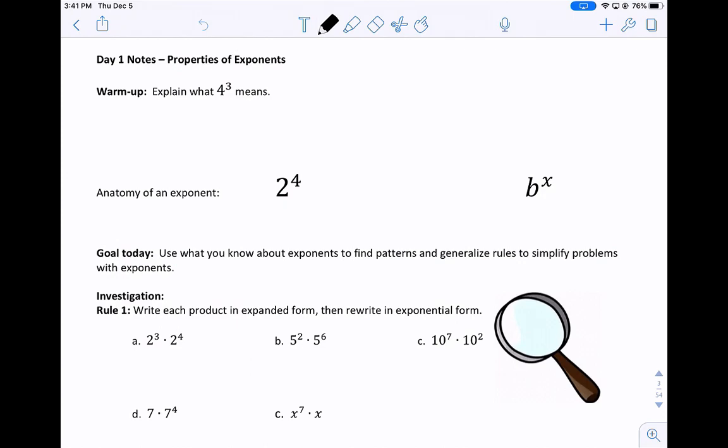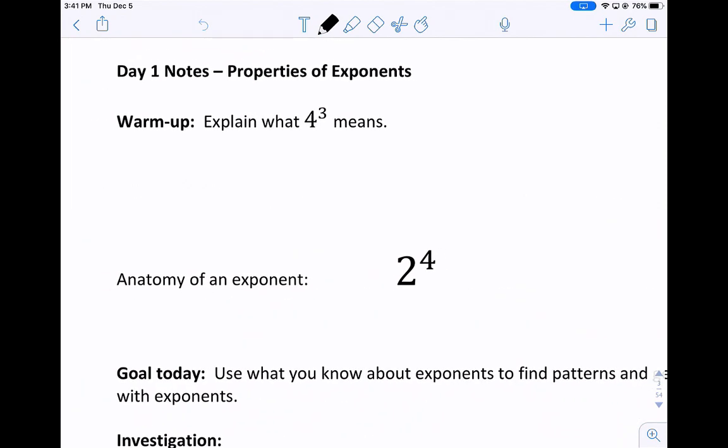We are going to look at properties of exponents. Warm up. Can you explain what 4 to the third power means? So 4 to the third power means if you were to take 4 and multiply by itself 4 times.